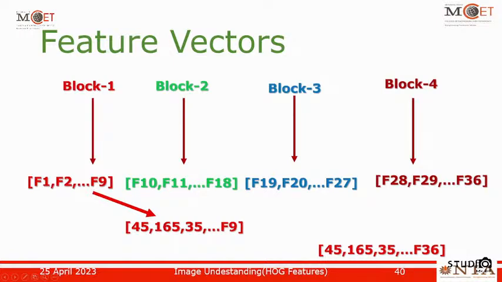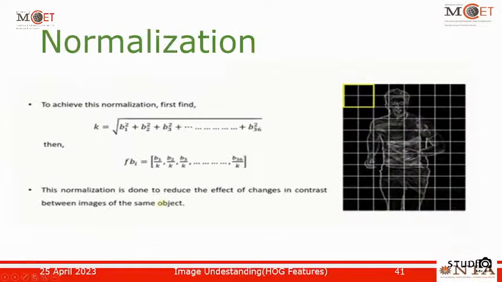Modify. Block to it. Block another. 36. For normalize it, I have to normalize it. Normalization: square root of all the values, square root divide.